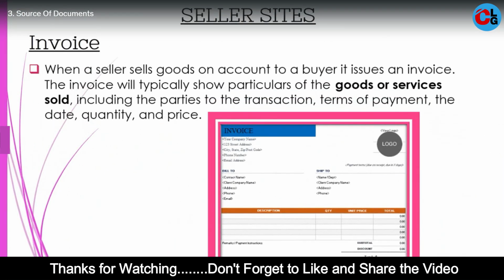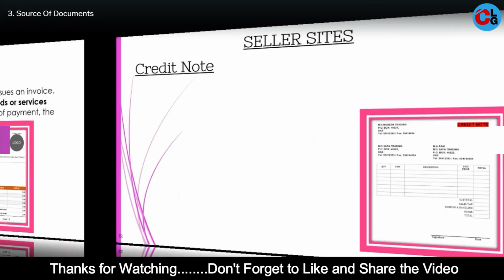So the next one is the invoice. When a seller sells goods on account to a buyer, it issues an invoice. The invoice will typically show the particulars of the goods or service sold, including the parties to the transaction, terms of payment, the date, quantity and price. You can see the sample invoice here, and this invoice is sent from the sellers to buyers. It is mentioned the goods or service sold, this much quantity, this much price, and everything will be mentioned.